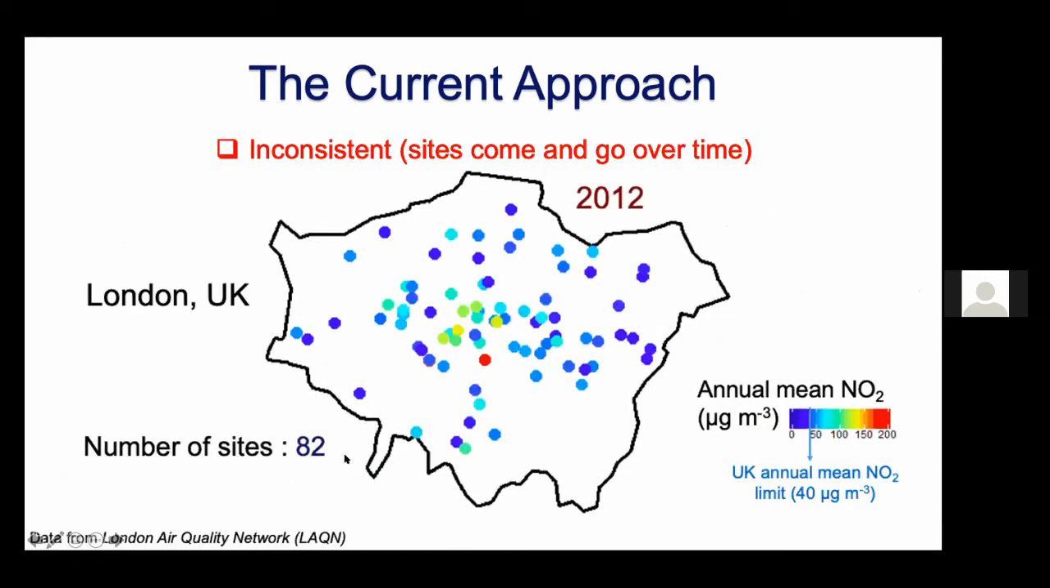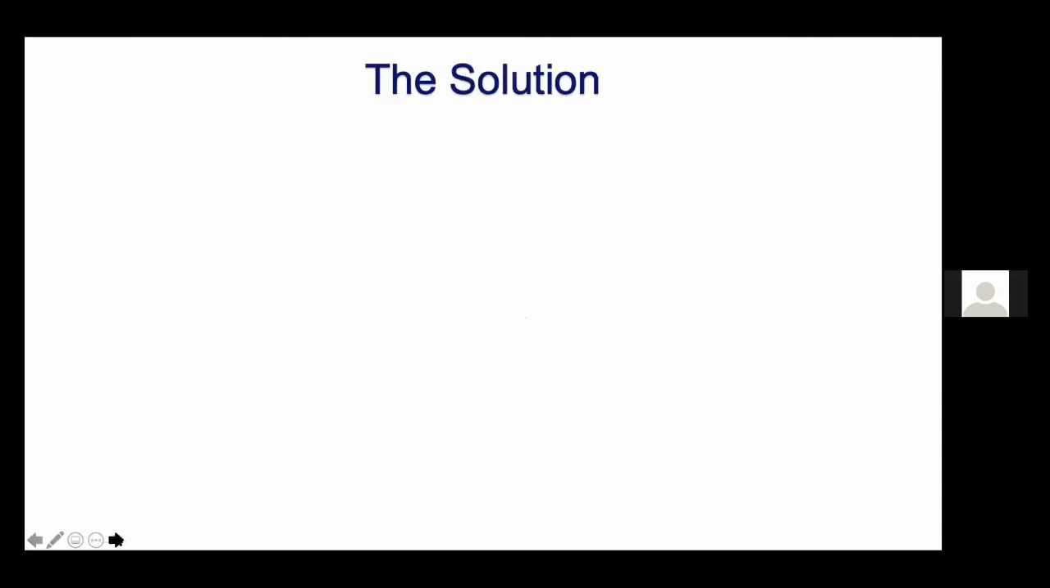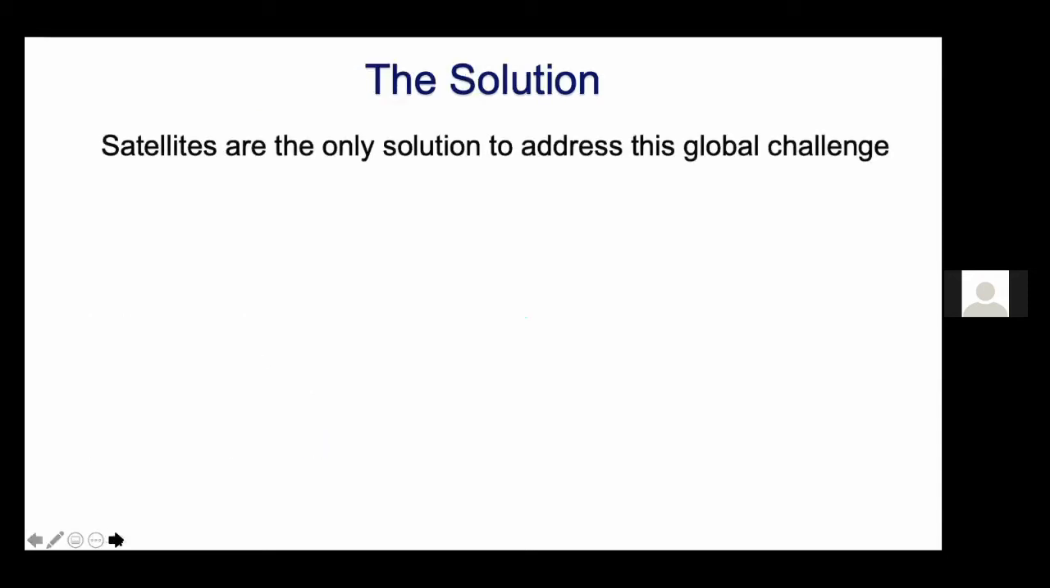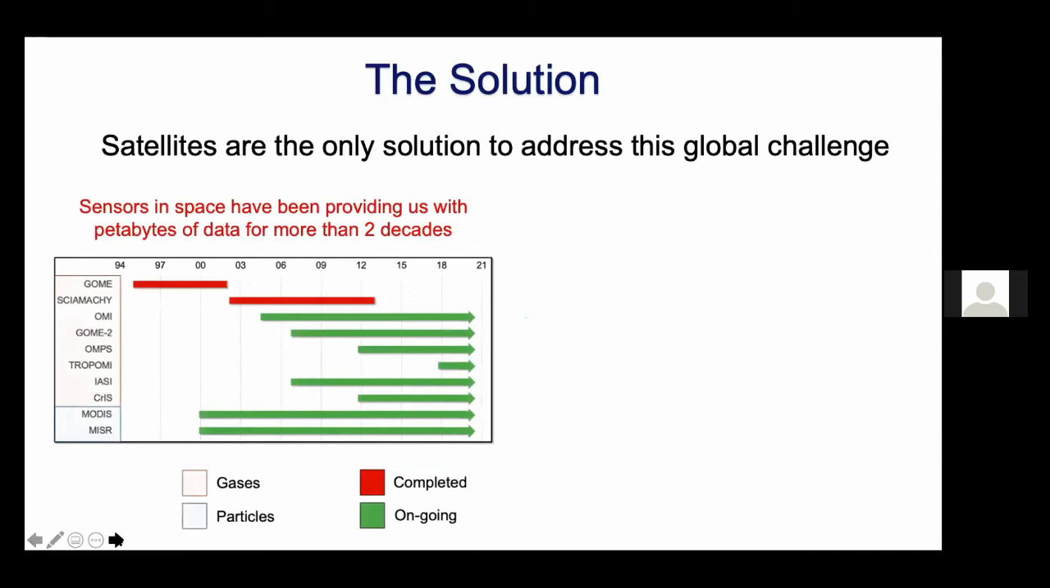So in this animation that I've created, I showed that sites come and go over time. So this makes it incredibly challenging to obtain a long-term record of the city-wide nitrogen dioxide levels. Now, this is the condition of the most widely monitored pollutant, nitrogen dioxide, in London. But we can't comment on the other pollutants as well as for other cities. So what is the solution to this global challenge? And satellites are the answer.